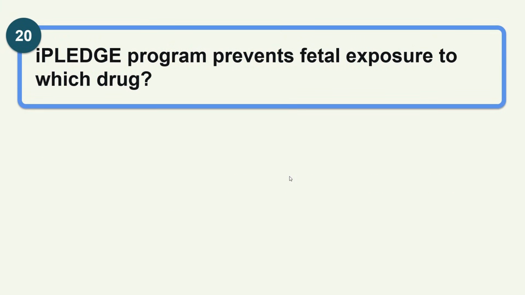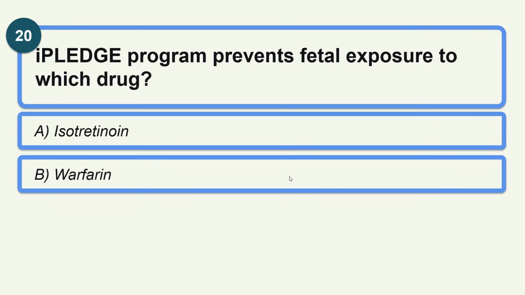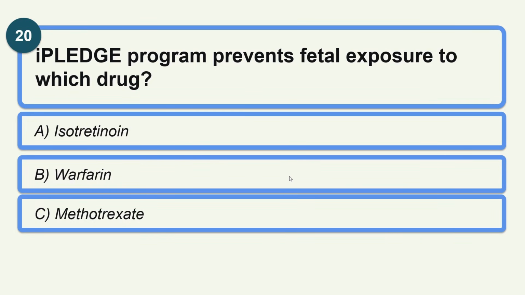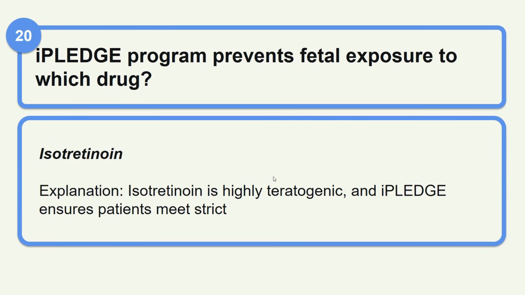iPledge program prevents fetal exposure to which drug? A. Isotretinoin, B. Warfarin, C. Methotrexate, D. Lithium. The correct answer is isotretinoin. According to the REMS program, iPledge is designed to monitor isotretinoin prescribing because of its huge potential for teratogenicity and contraindication in pregnancy. So this requires strict regulations to be followed according to iPledge.